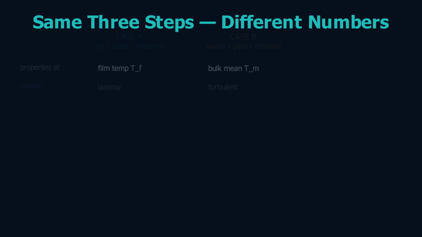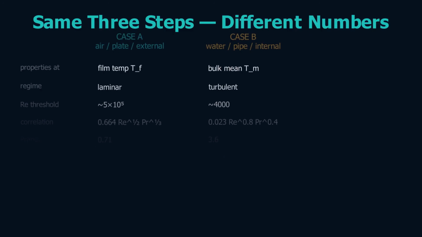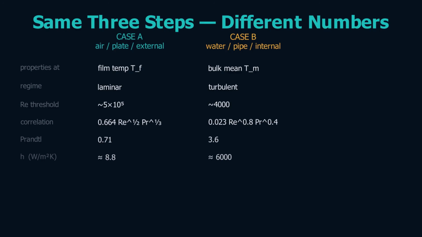Put the two cases beside each other and the lesson is obvious. The method never changed. Everything you plug into it did. Where you read the properties changed, film temperature outside, bulk mean inside. The regime changed from laminar to turbulent, and with it the Reynolds threshold and the correlation. Even the Prandtl number jumped from 0.7 for air to 3.6 for water.